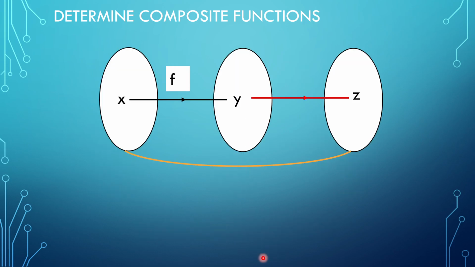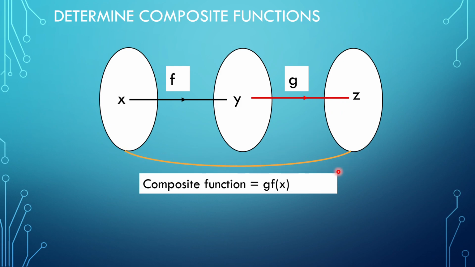Okay, let's see another example. So here function f is mapping x to y, g is mapping y to z. So function f followed by g. But when you write the composite function, it is written as gf(x). So the first one is right inside, the second one is outside. So you have to be very careful when you write the composite function.